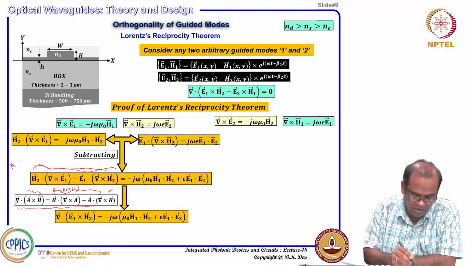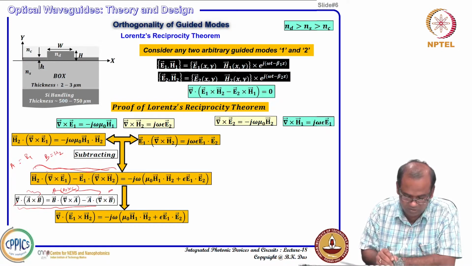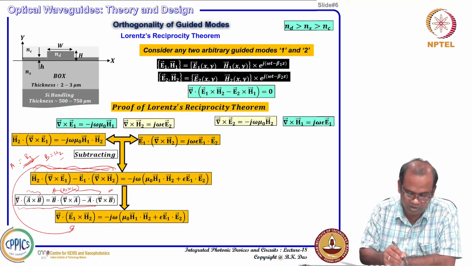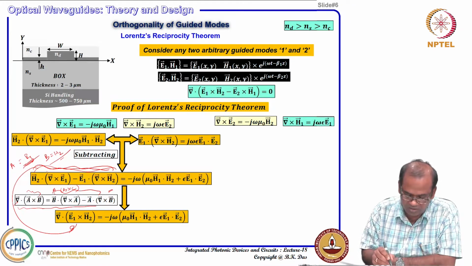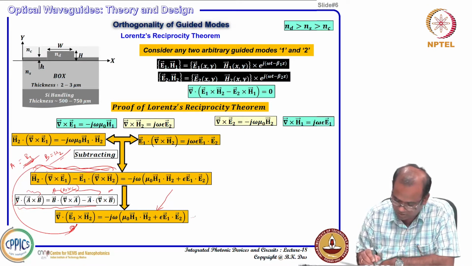So if A is E1 and B equals H2, then the divergence of A cross B equals this one. We can write the left-hand side together as the divergence of E1 cross H2, with A equivalent to E1 and B equivalent to H2. So from the vector identity, after subtracting, the left-hand side can be compacted into this form. The right-hand side I have written as it is. So I get one equation here.